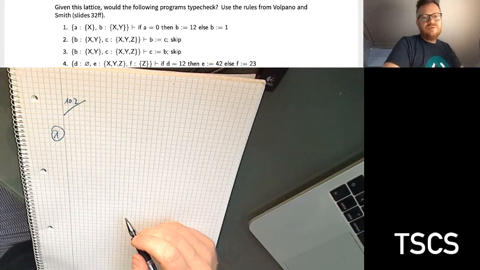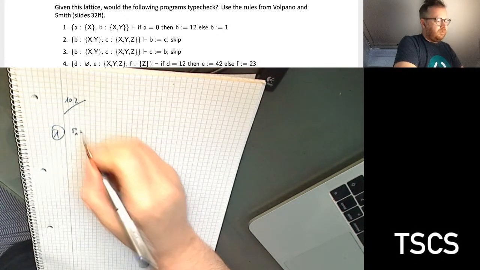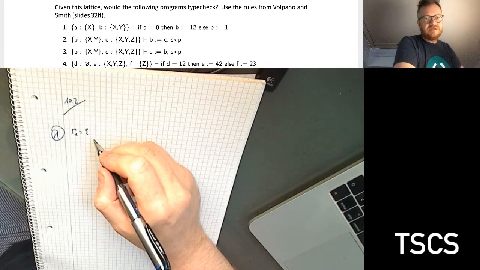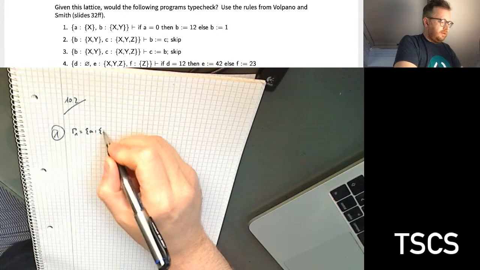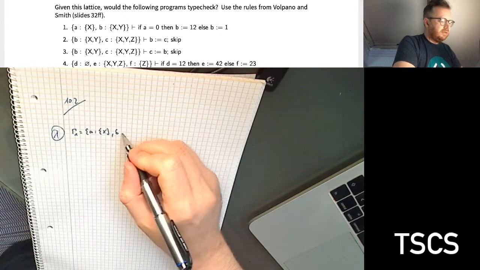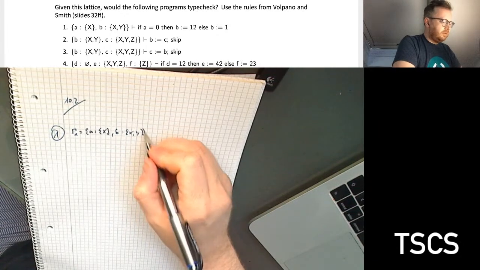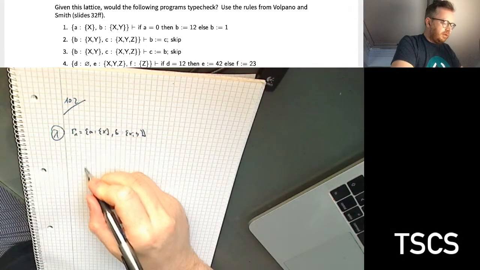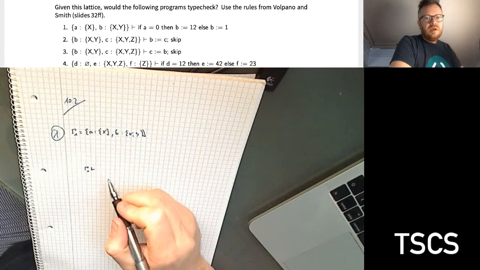First thing that I do: the context is a little bit lengthy, so let's write it down first. This is the context in the first exercise that needs to be considered. A is of security level X, and B is of security level X, Y. Good.